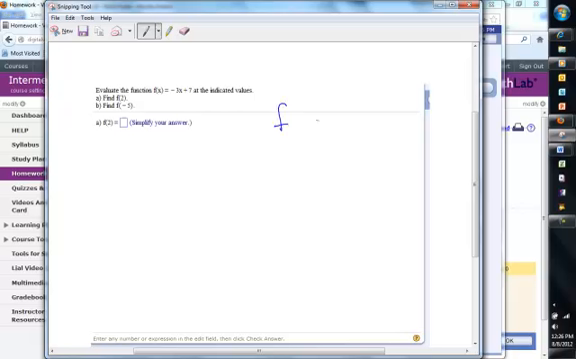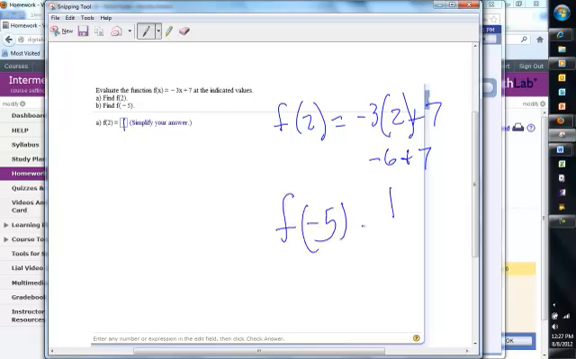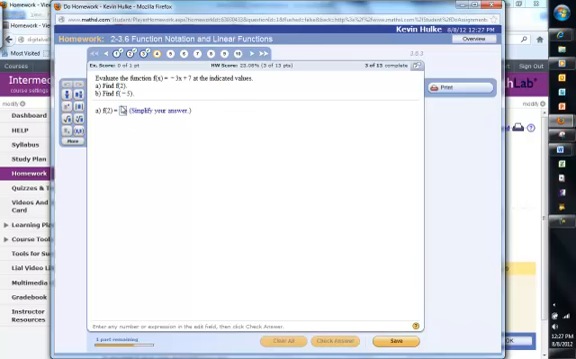So f of 2 is -3 times 2. So instead of writing x, we write 2 in there. -3 times 2 is -6 plus 7 is 1. So f of 2 is 1. f of -5 is -3 times -5 plus 7, is 15 plus 7, is 22. So our answers are 1 and 22. Next one.